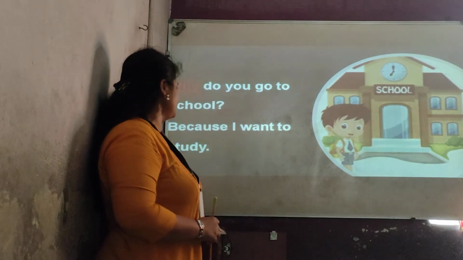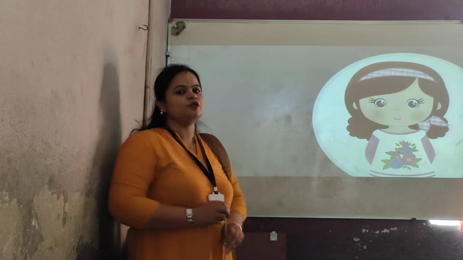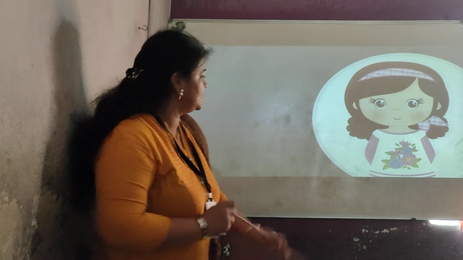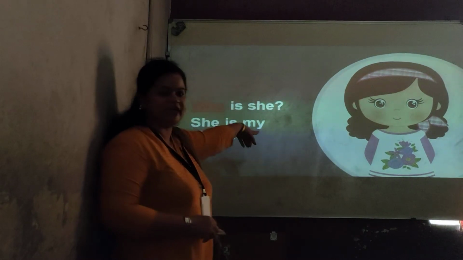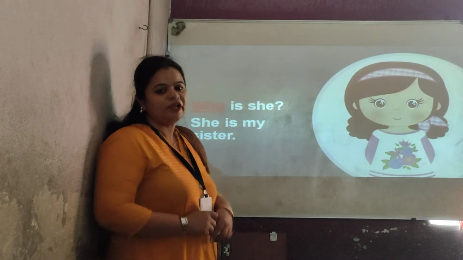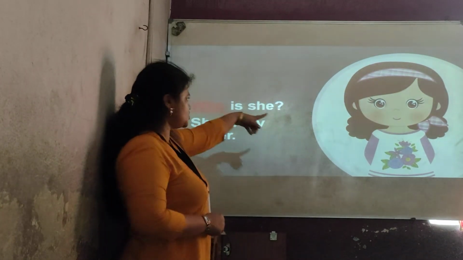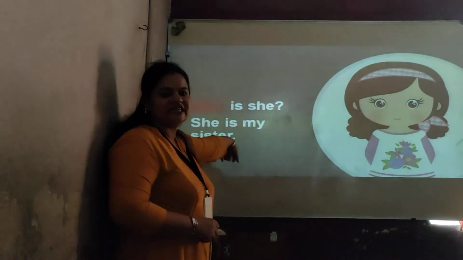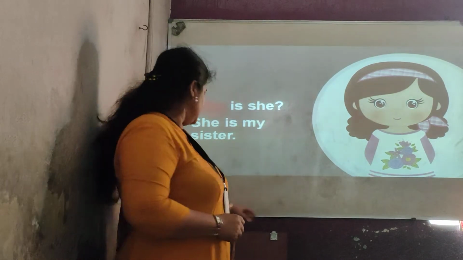Let's see another one. What do you see here? It's a girl. Now tell me which question word we will use to frame a question sentence? It's a girl, means a person. Yes, right. Who is she? The word who we use to ask about a person or people. Who is she? She is my sister. So all of you understood, children?